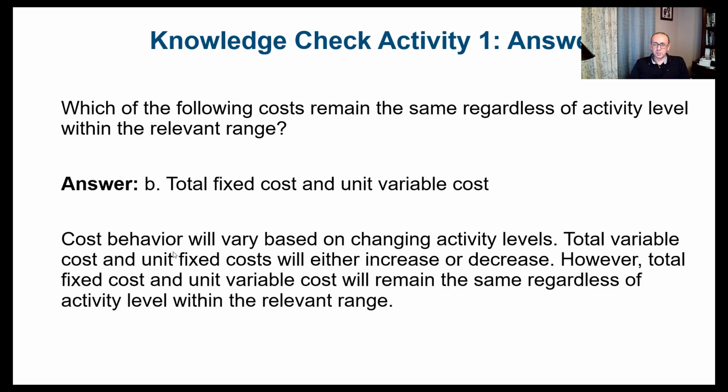So cost behavior will vary based on changing activity levels. Total variable cost and unit fixed cost will either increase or decrease. However, total fixed cost and unit variable cost will remain the same regardless of activity level within the relevant range.